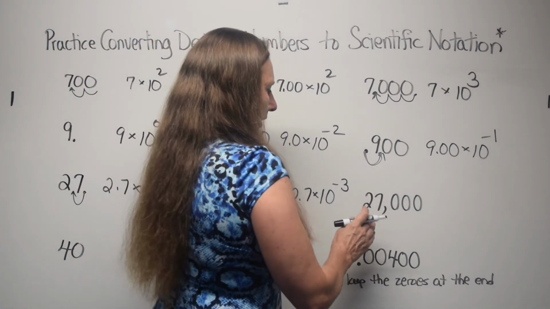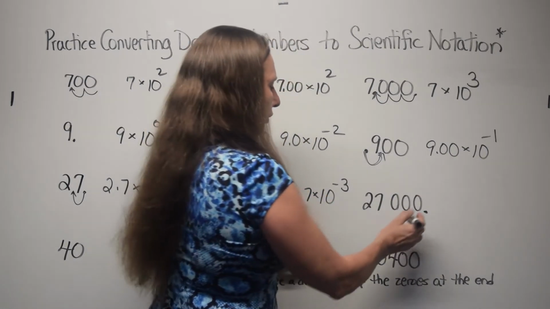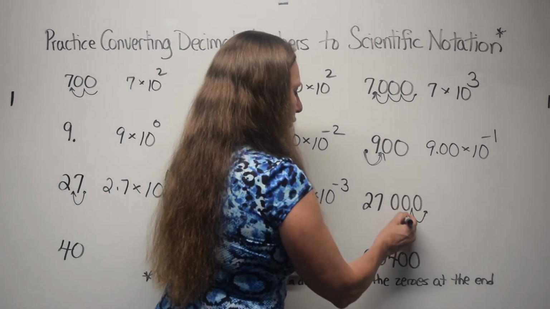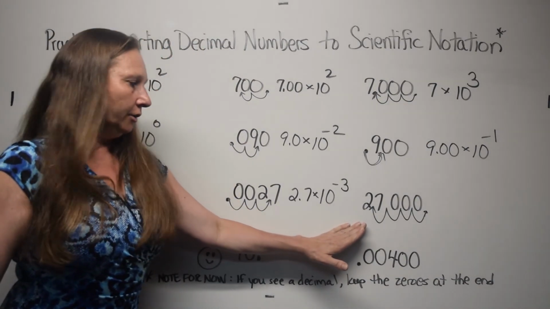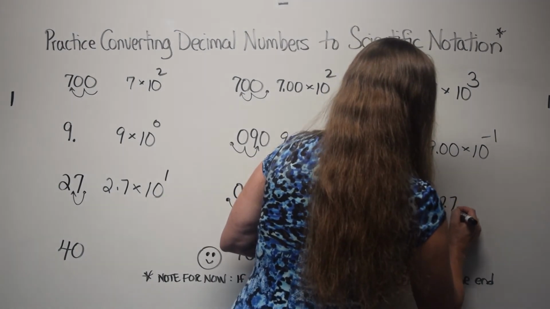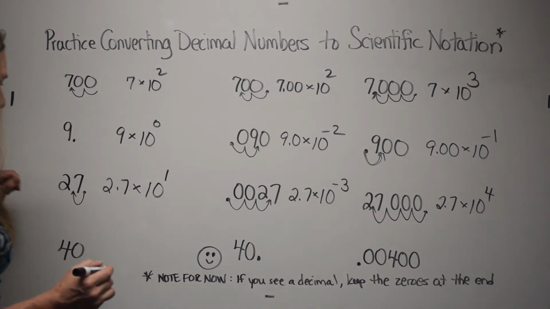Here, there's no decimal. I put my own decimal. I'm going to jump until there's only one number in front of the decimal. 1, 2, 3, 4 jumps. The number is 1 or greater, so this is a positive 4. 2.7 times 10 to the positive 4 power.